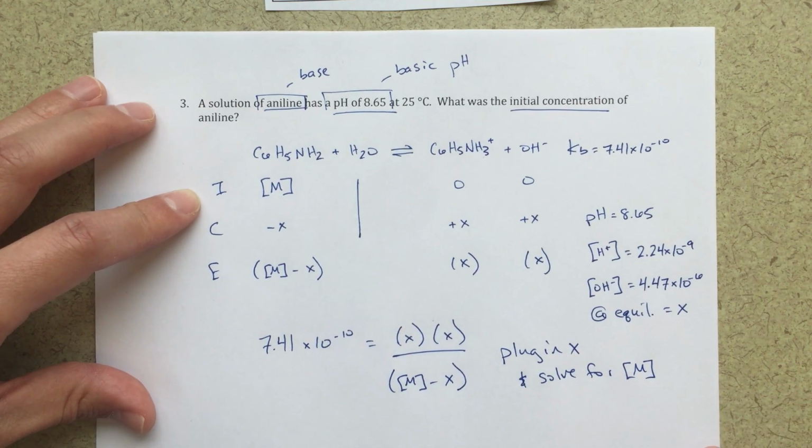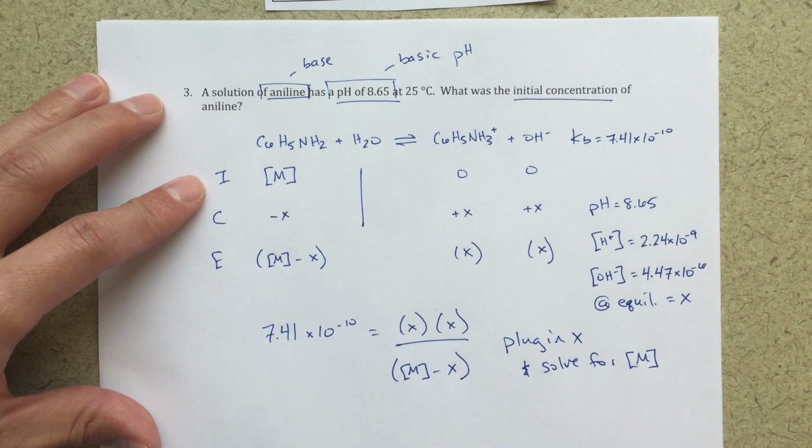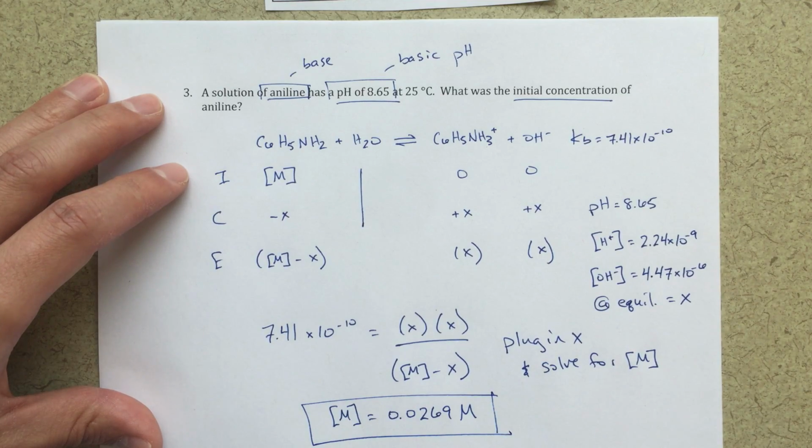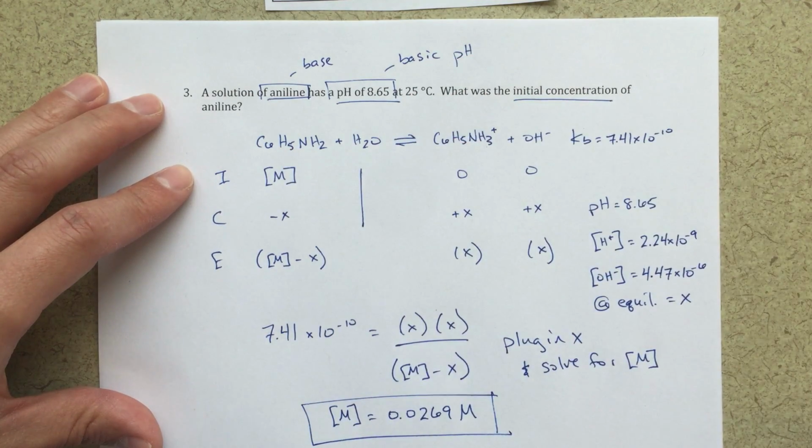If you do that, I'm going to skip over the math there. If you have questions about that, definitely let me know. M should equal 0.0269 molar. So that is my final answer. That's what we're looking for. That would be the initial concentration of aniline in this problem.